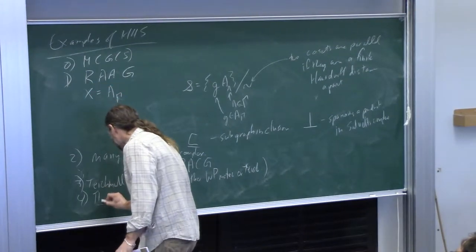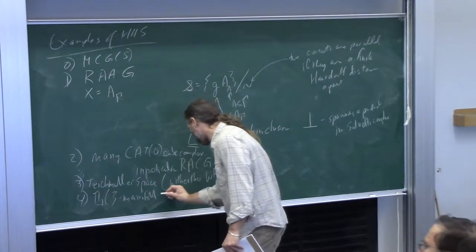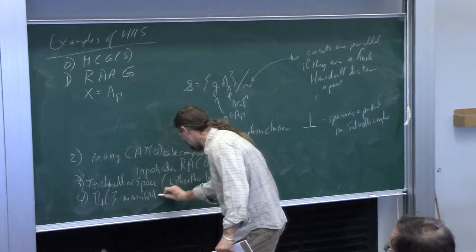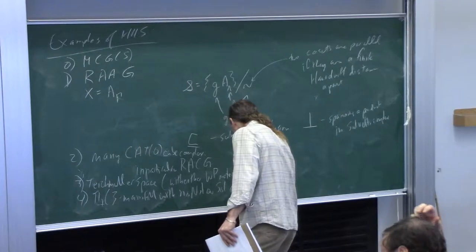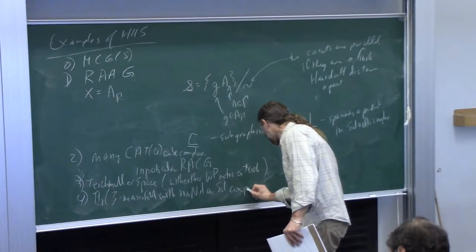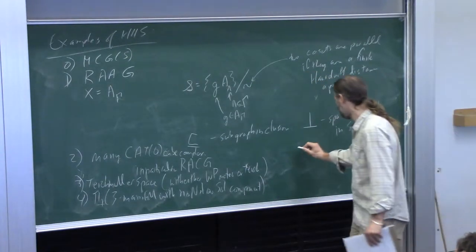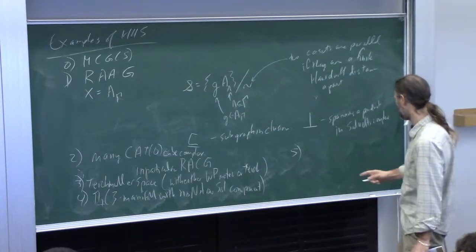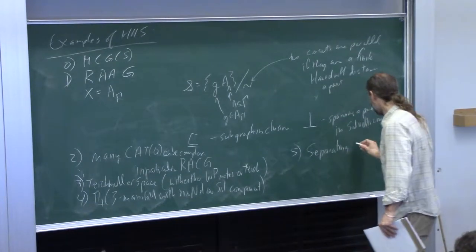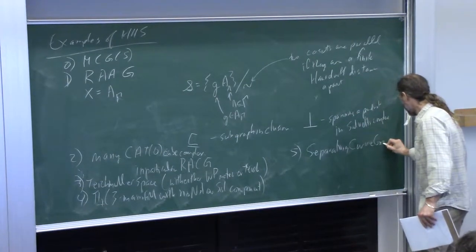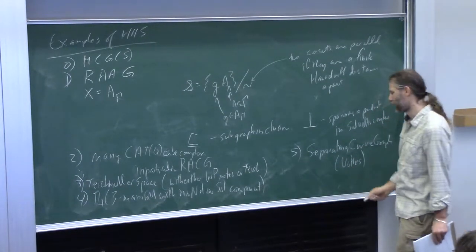What else? Pi 1 of a 3-manifold. Not all 3-manifolds, but any 3-manifold with no Nil or Sol component. Those ones are not hyperbolic. And then maybe just to say one more example. The separating curve graph. This is by Katie Vokes. This is a 2018 Warwick PhD.